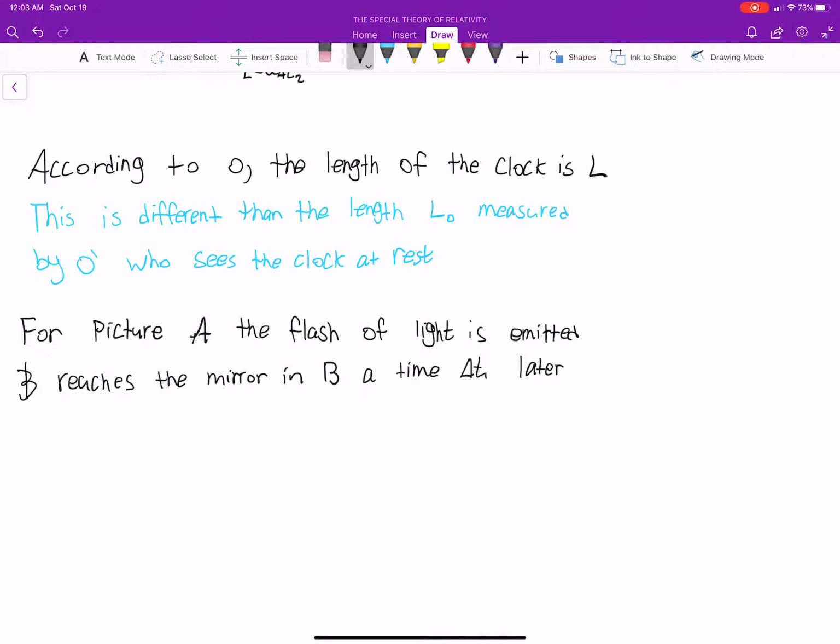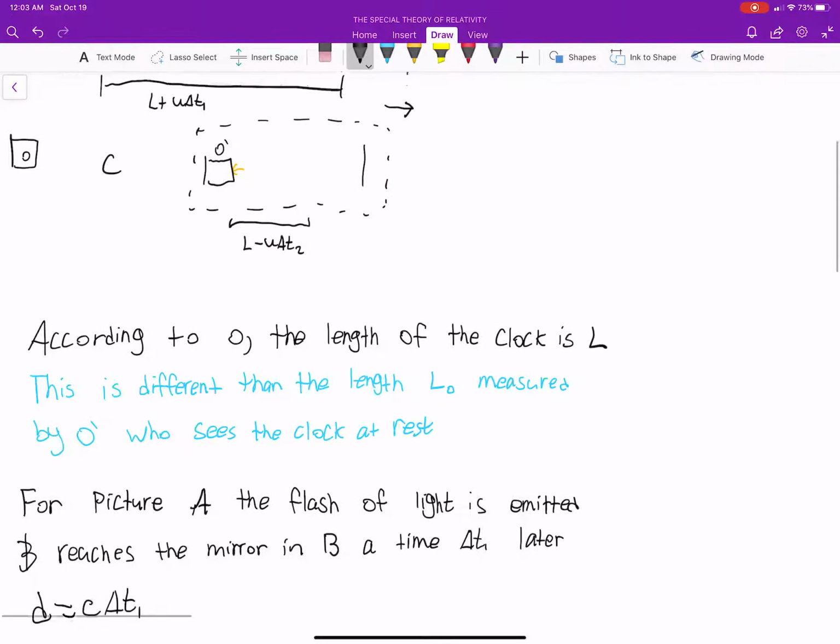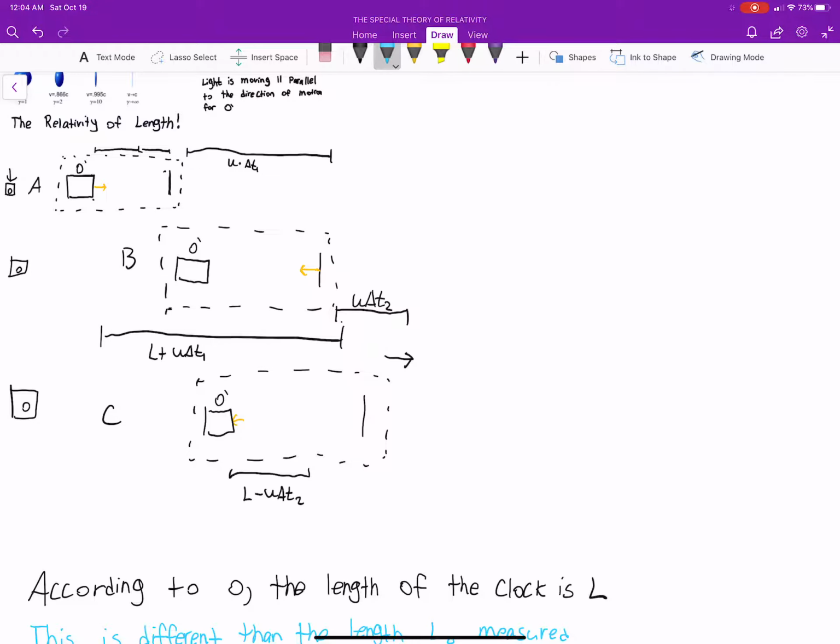Now, for this interval, the distance the light travels would be how fast it travels, so the speed of light c, times the time, which we're saying is delta t1. So that is one way to think of the distance from here to here. But we could also think of it as this distance plus this distance, right?